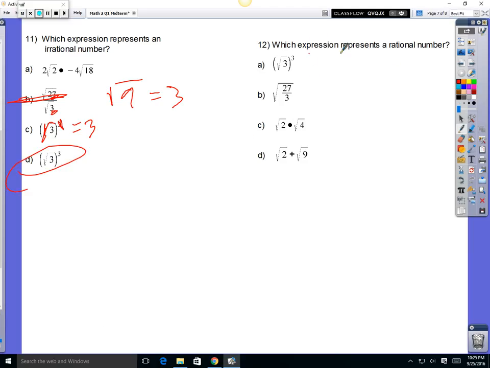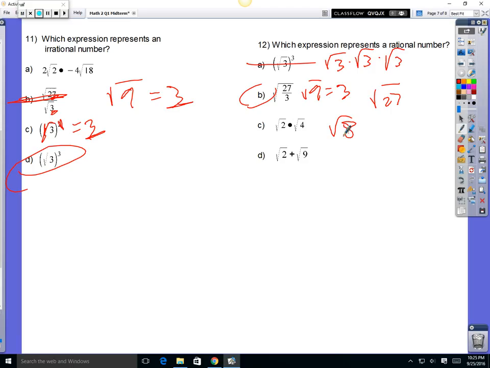Now this one wants to know which number is legit, which number is a good number, like A, B, and C. Alright, square root of 3 cubed is square root 3 times square root 3 times square root 3, which is square root 27. That is a crappy decimal. That number sucks. So it's not A. It is B. Because 27 divided by 3 is square root 9, and that is 3.